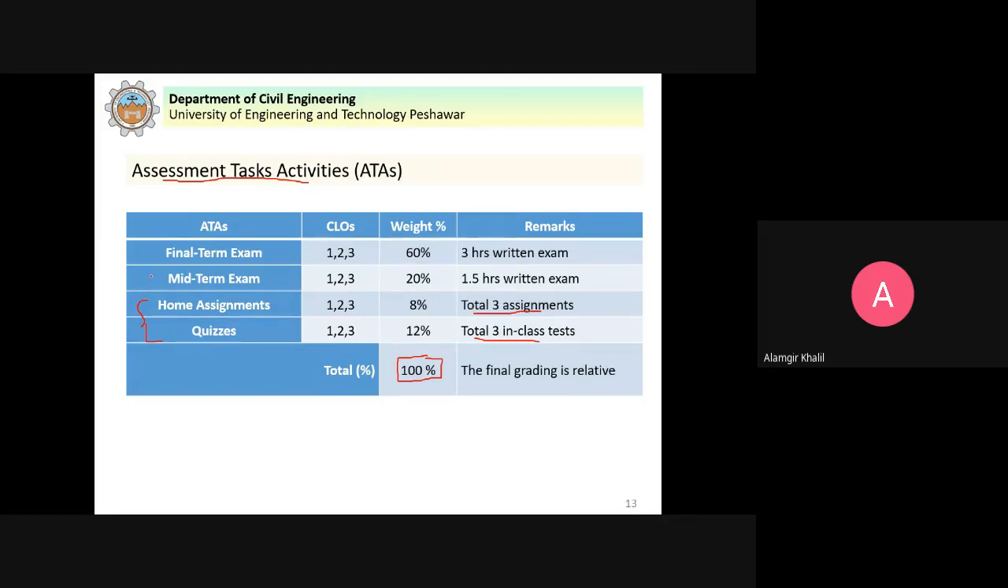The midterm exam, that is 1.5 hour written exam, and the weightage is 20%. The final term exam, that is 60%, and the duration is 3 hours written exam. So the final term, it will cover the whole course. So that is why the percentage, that is 60%.